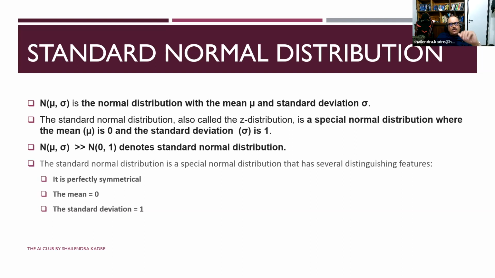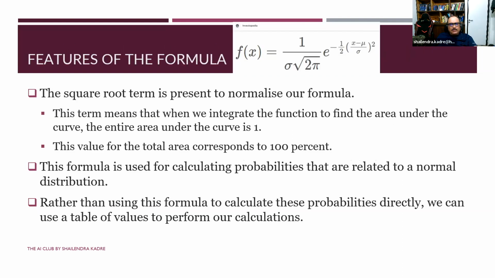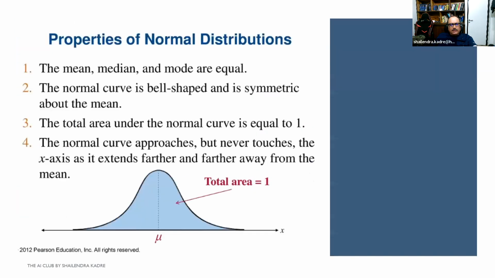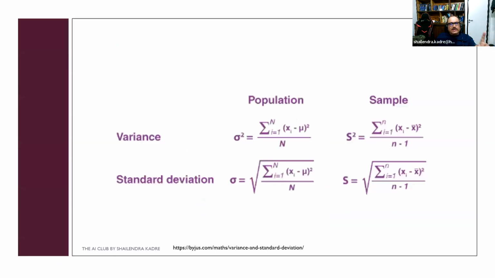I keep mu as 0, the mean as 0. This mu value here in this curve I keep as 0, and standard deviation I keep as 1. To the right it will be positive values, and to the left it will be negative values. So mu will be 0, and standard deviation is 1.